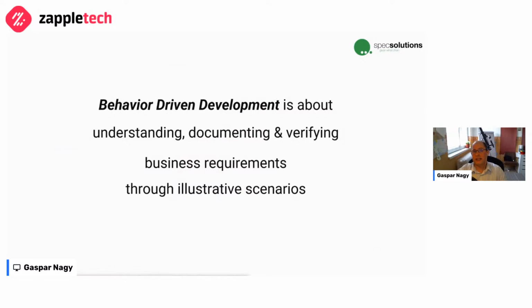So if you would really like to, at the end, define what behavior-driven development is, then, I mean, there are multiple definitions out there that you could choose from, but that's probably the simplest one. So we could say that behavior-driven development is about understanding, documenting, and verifying the business requirements through illustrative scenarios. So basically, that says that BDD is primarily targeting the business requirements, the functional requirements. And what we would like to do with the functional requirements is to have a better understanding of them. We would like to document how we understood them. And of course, we would like to verify whether our solution is really fulfilling those requirements or not. And as we said, these illustrative scenarios will be the central elements to be able to achieve that.